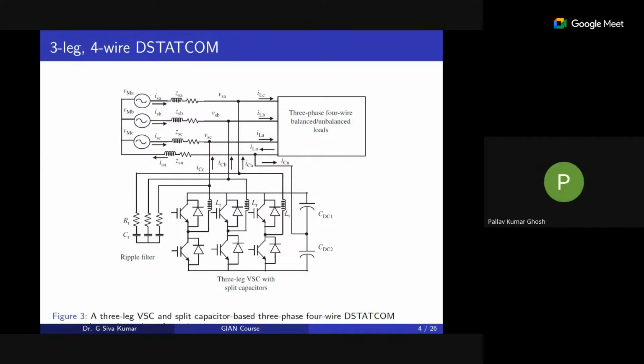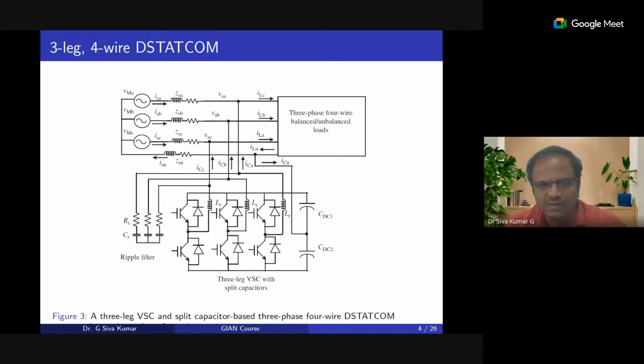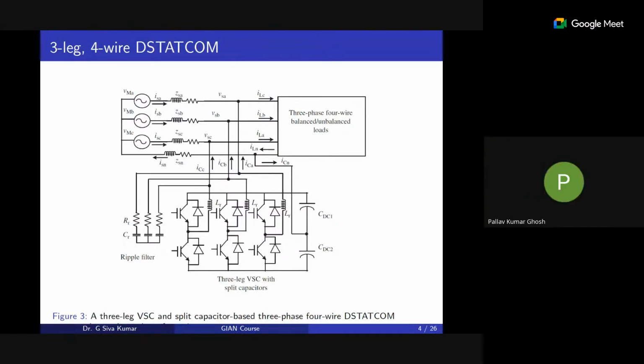Sir, reducing the THD. Pardon? Reducing THD, total harmonic distortion. Oh, you mean to say reducing the THD? No, I'm asking about something else.